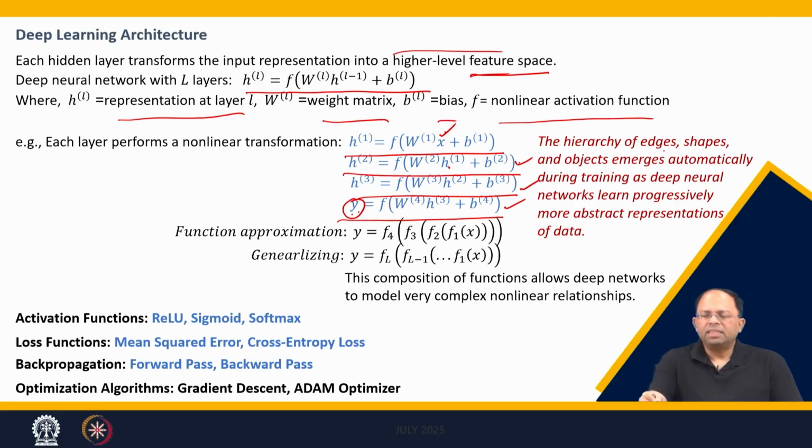The hierarchy of edges, shapes and objects emerges automatically during training as deep neural networks learn progressively more abstract representations of data.